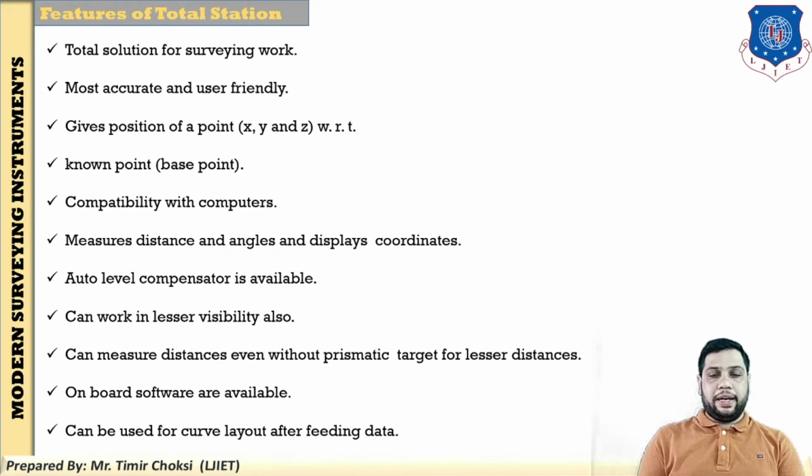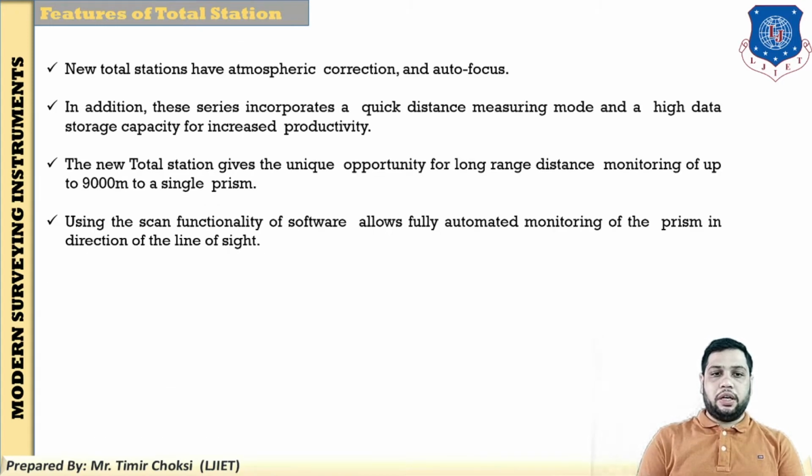So you directly read the data in a digital form. So these are advantages or key features of the total station. It can be used for curve layout after filling in the data. Next, the new total station has atmospheric correction and autofocus. In addition, this series incorporates a quick distance measuring mode and high data storage capacity to increase productivity. So this is in addition to the new total station.